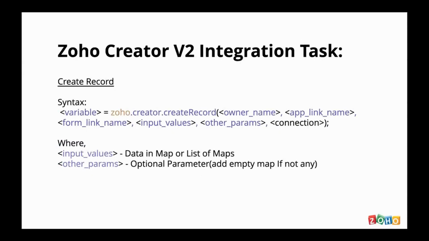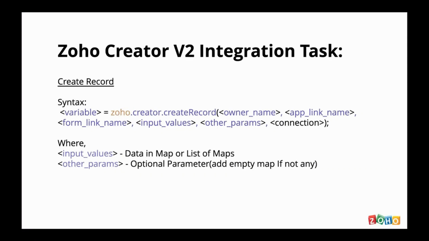Next, we have the syntax to create a record. We have variable equals zoho.creator.createRecord, in which you need to pass the owner name, app link name, form name, input values, that is the data you're going to push, and any additional parameters if needed, with a connection. The most important concept of an integration task is to create an OAuth connection in the respective Zoho service. Input values should be a map or list of maps. For the optional parameter, if you don't have any additional parameters that you need to add, like conditions or criteria, in that case, you need to add an empty map.